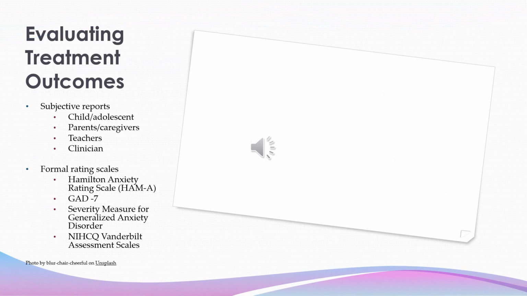When evaluating treatment outcomes, subjective reports from the child or adolescent, parents or caregivers, teachers, and clinician can be used. Formal rating scales such as the Hamilton Anxiety Rating Scale, the GAD-7, Severity Measure for Generalized Anxiety Disorder, and Vanderbilt Assessment Scales can also be used. If formal measurements are used, it is recommended that the rating scale be used prior to initiating treatment so that pre- and post-treatment scores can be compared.